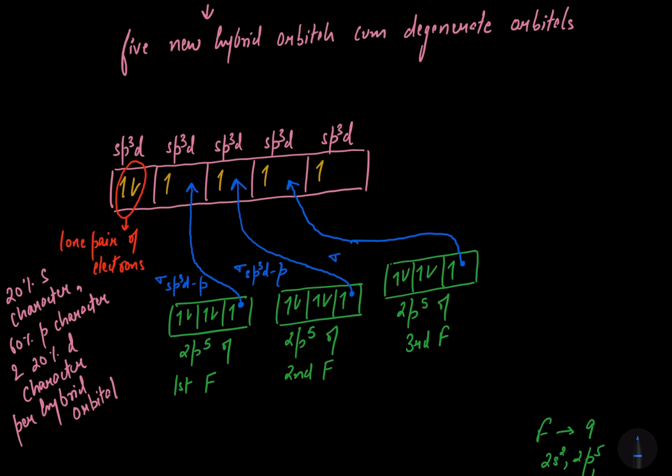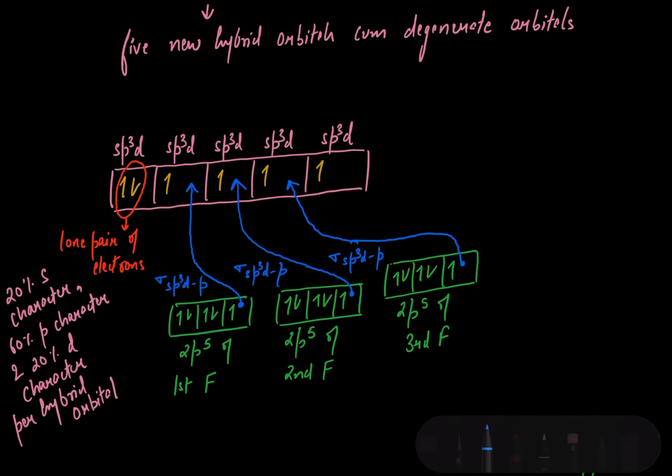So again we got the sigma bond, sigma sp3d p, because this sigma bond has been formed by head-on overlap of sp3d hybrid orbital of sulfur with the p orbital of fluorine.